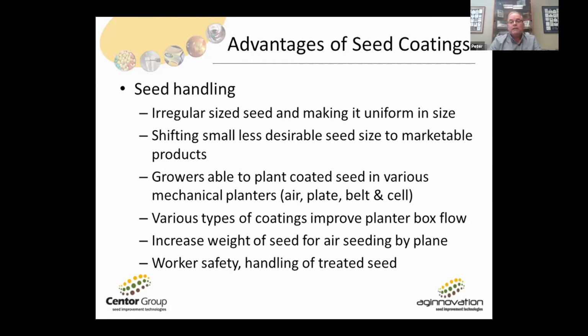Growers are able to plant coated seed in various machinery much easier. Coatings improve flowability, both in the actual seed plant and in the planter box itself the growers use. And we can increase the seed by weight to improve air seeding by plane. And then we also have a health and safety factor around coated seed, that it's around worker safety. Handling of the seed itself is quite important in making sure that what we put on seed stays on seed and doesn't get airborne.